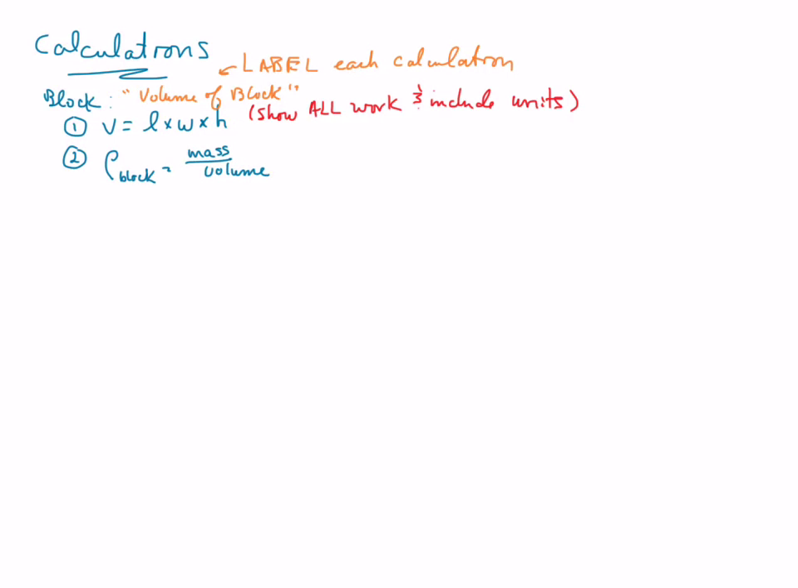So density is a ratio of mass to volume. So in your recording, you have the mass, and now you have the volume from calculation 1. Now, what will the units of density be for this one? What will the units of volume be for your block? Grams. Centimeters cubed. Yep. The volume of your block will be centimeters cubed.